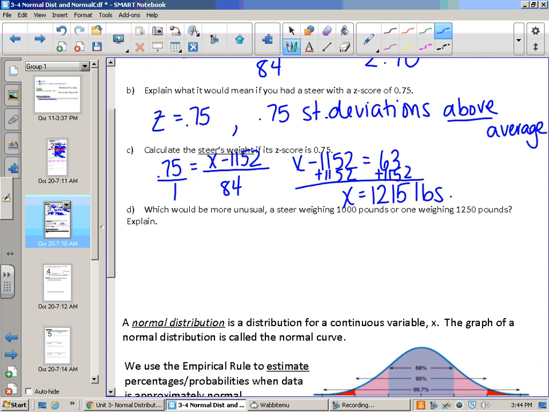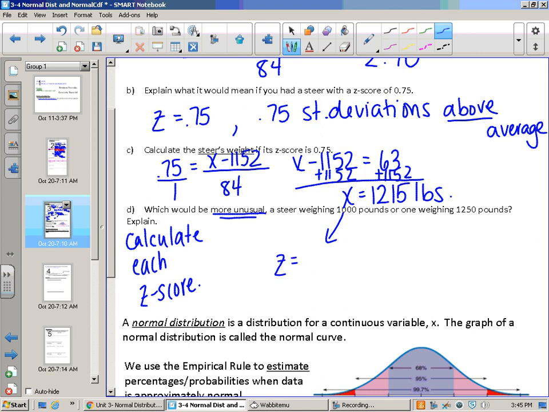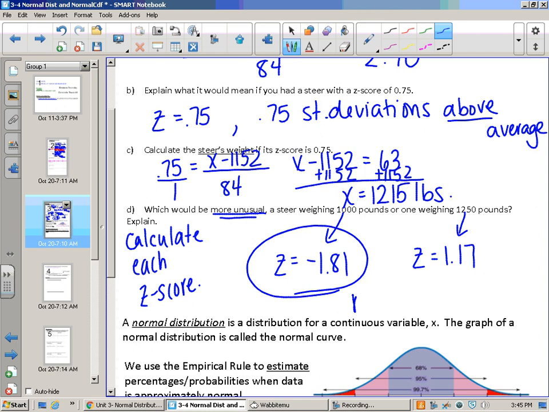Which would be more unusual? More unusual, you want to calculate each z-score and see which is further above or below the mean. So you can pause the video here, take a moment to calculate each z-score. For 1,000, you should get the z-score to equal negative 1.81. For 1,250, you should get the z-score to equal 1.17. So which is further from the mean? This one. It's more unusual on the low end. So that's a recap from last class.